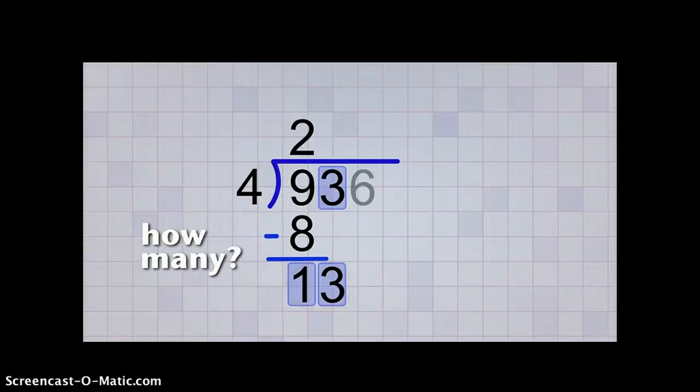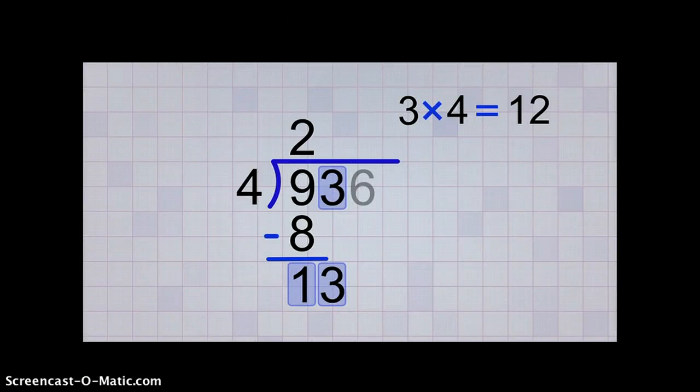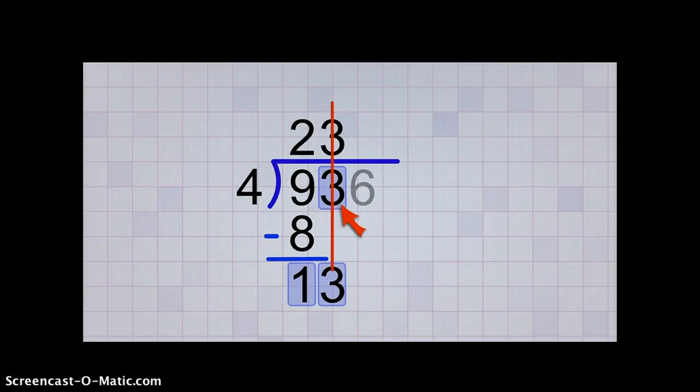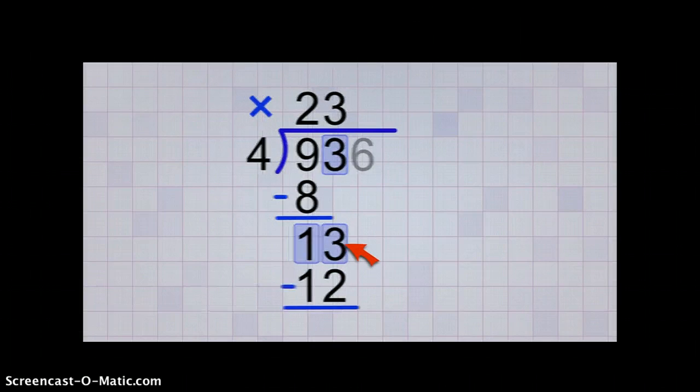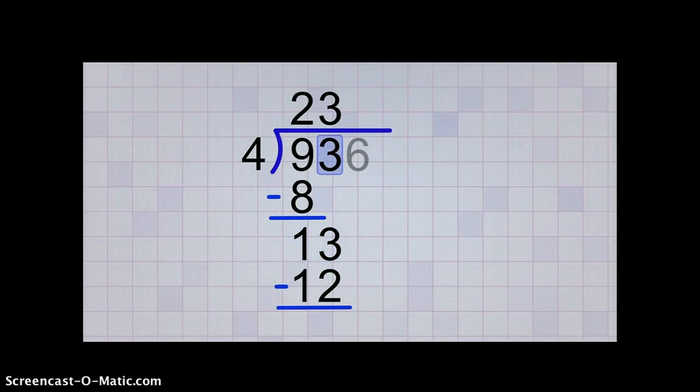So we ask, how many 4s will it take to make 13? Well, 3 4s would be 12, and that's really close without being too big, so let's put 3 in our answer line. Yep, it goes right over the 3 because that's the next digit we were dividing in this digit by digit process. And then 3 times 4 is 12, which we put right below the 13 so that we can subtract to get the next remainder, which will also be 1.